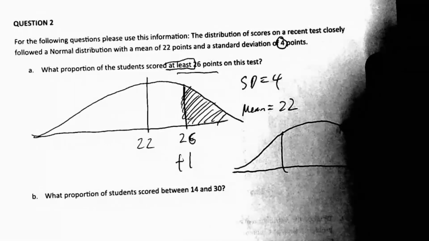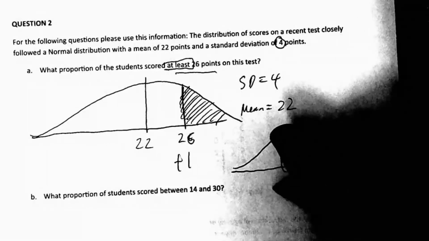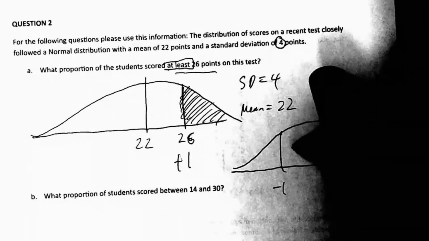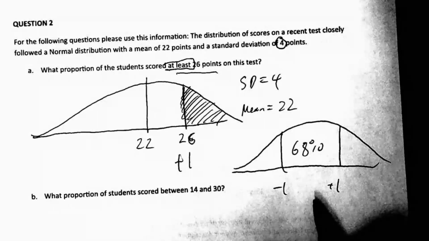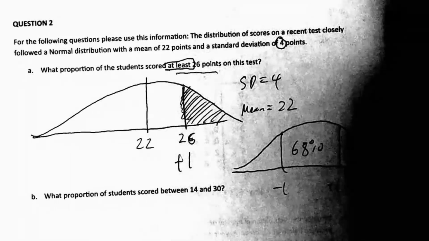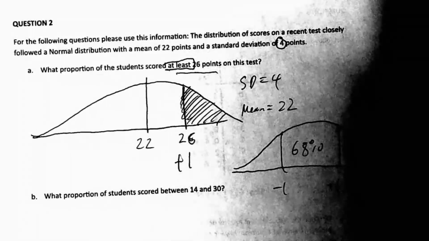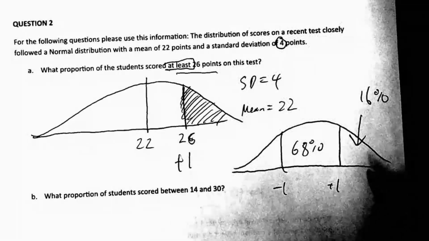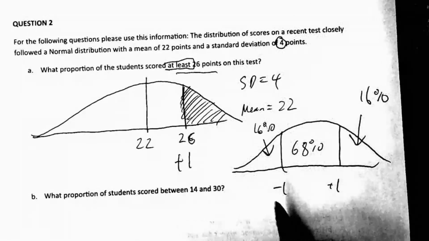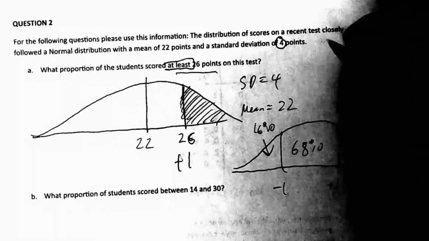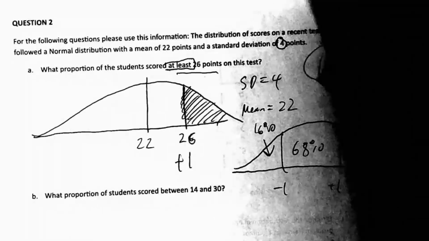that says, if you recall, 68% of the data is within 1 standard deviation of the mean. Therefore, right here, 16% is greater than 1, right? Because remember, the total has to add up to 100. 16% is on either side. So this is just 16%.